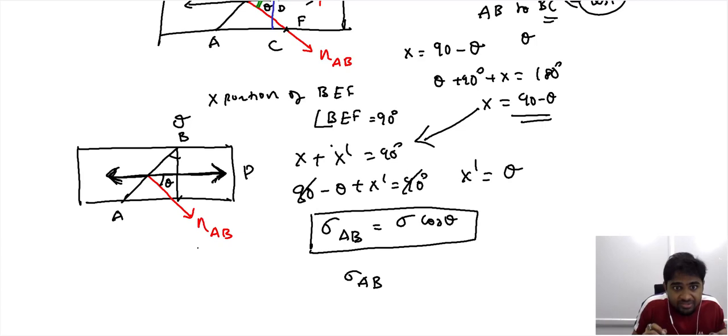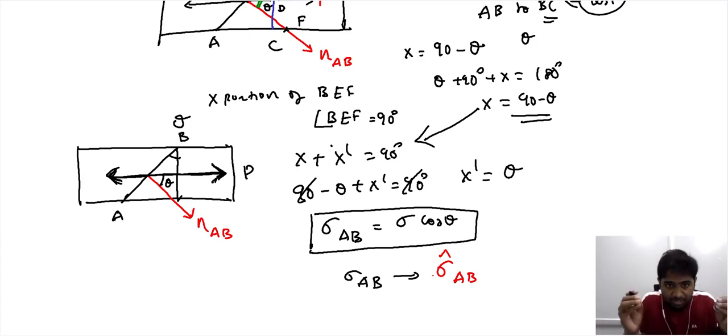Now our interest is to find the stress along the normal. So we want to move from the stress experienced by AB along the loading direction, to the stress experienced by AB along the normal. So let us use a cap here. We want to differentiate the stress experienced by AB along the loading direction from the stress experienced by AB in the normal direction.